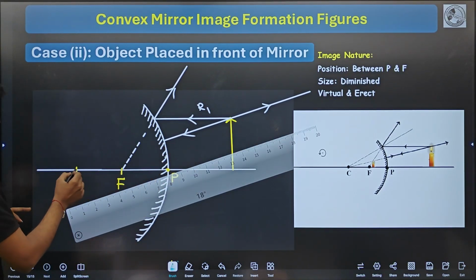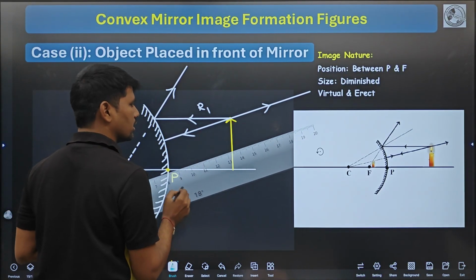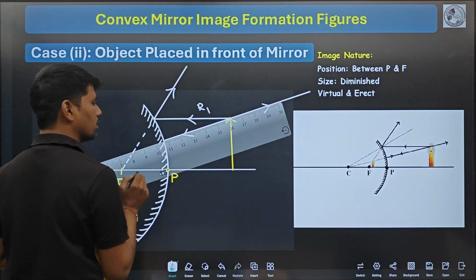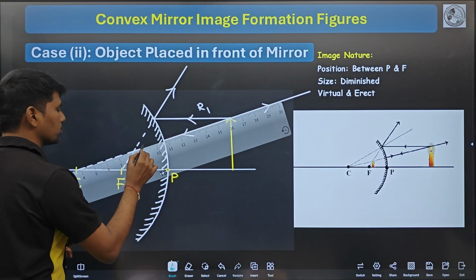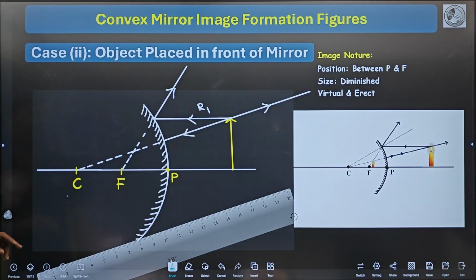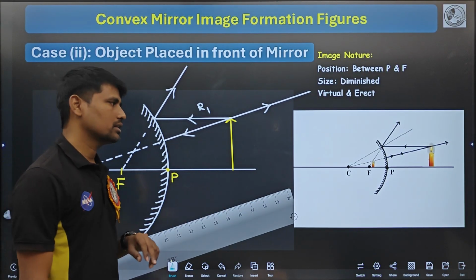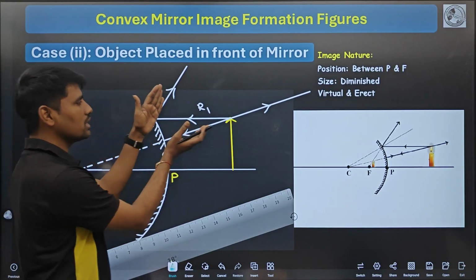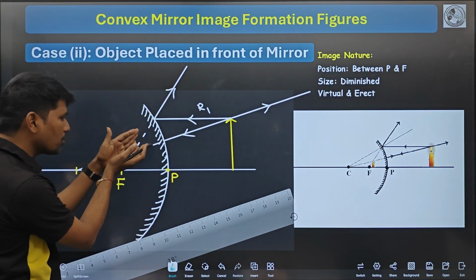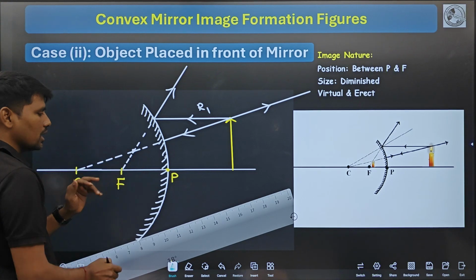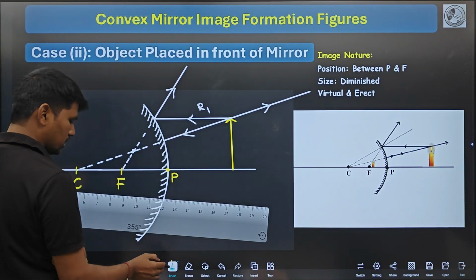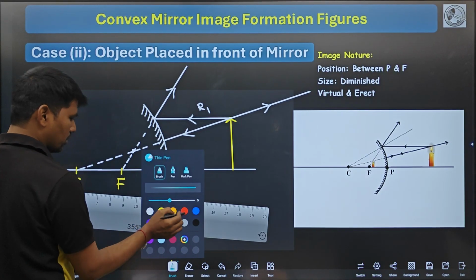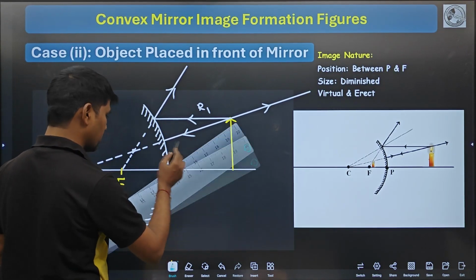Incident ray is towards center, after reflection it rebounds back, but one more thing, we have to keep the dotted lines here also. Inside the mirror we have to keep the dotted lines. So now these two are diverging rays. Those are diverging from a point. That point is the image point. Okay, that point is image point. We have to draw image, right?